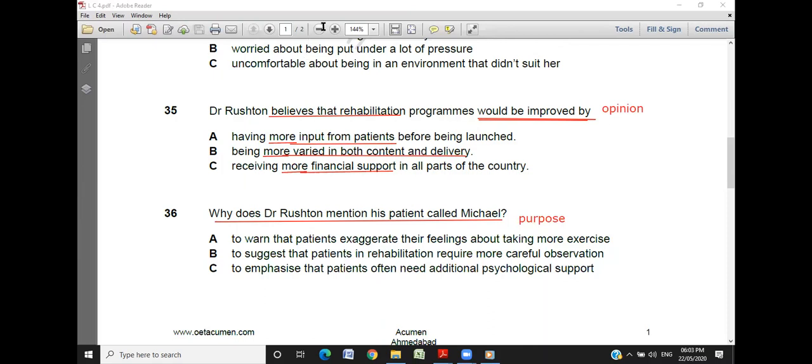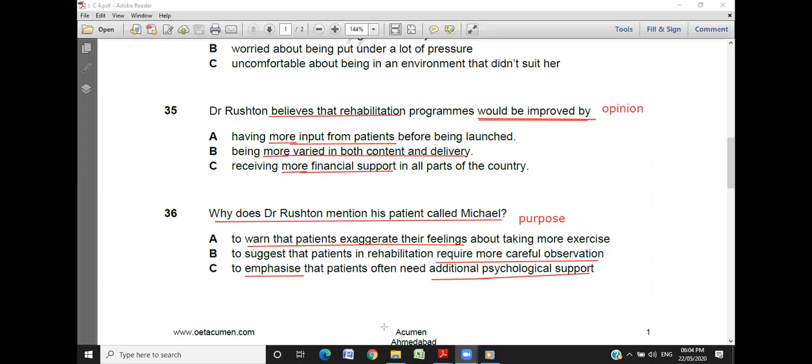So instead of getting taken away by what he mentions about those examples, you have to pick up the overview. What point is he trying to make through those examples? So here it says, warn that patients exaggerate their feelings. Is he trying to say how patients exaggerate their feelings? Okay, whether he's trying to prove that they require more careful observation, or is he trying to emphasize the need for psychological support? Okay, so now I'm playing this audio.